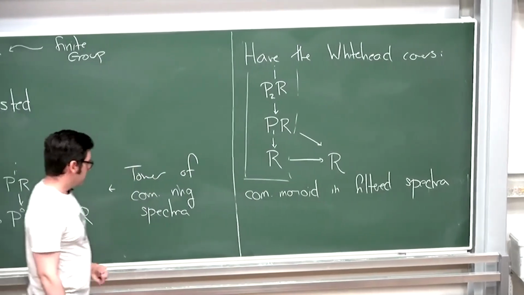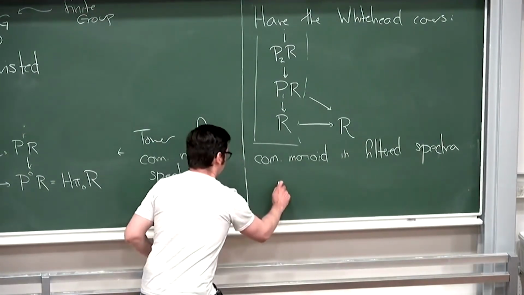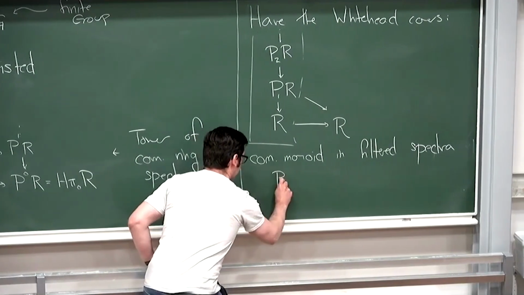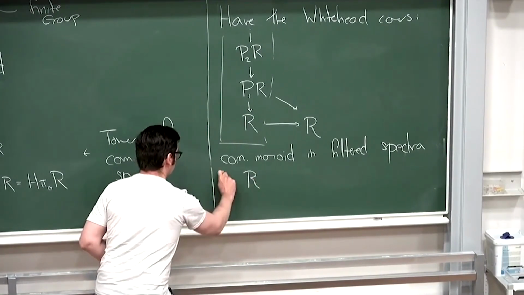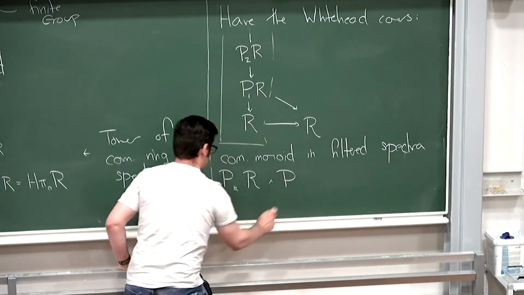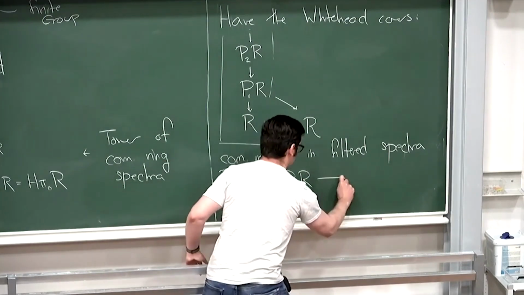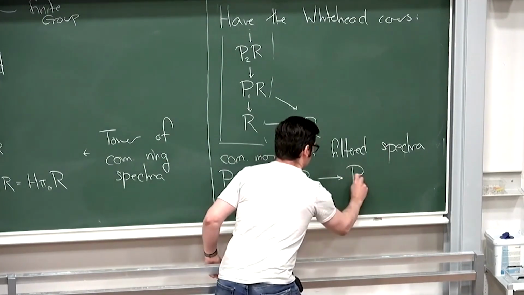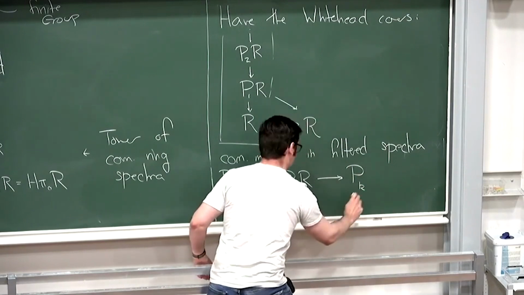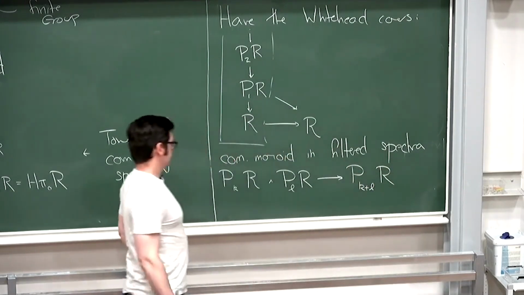This is just a fancy way of saying that if I take the kth filtered piece, p at least k, and I smash it with the lth filtered piece, then I have a multiplication that takes me to the k plus lth filtered piece.